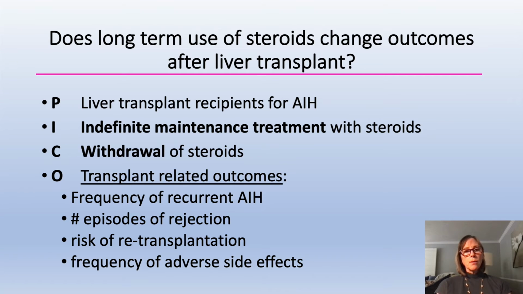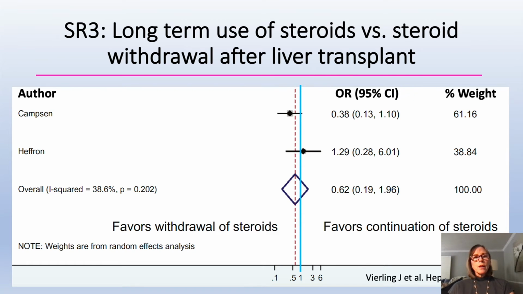The outcomes that we measured were related to transplant: the frequency of recurrence of autoimmune hepatitis, the number of episodes of rejection, the risk of retransplant, and the frequency of other adverse side effects. The results in comparing the use of steroids versus steroid withdrawal after liver transplant revealed no difference between groups. Again, you can see that the diamond crosses the midline and crosses that blue line, and therefore there was no significant difference in outcomes after liver transplant, whether or not steroids were given long term.